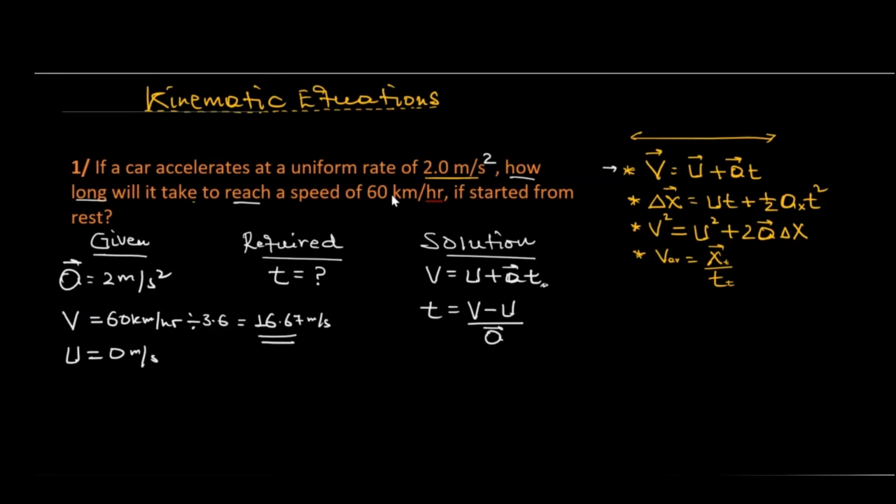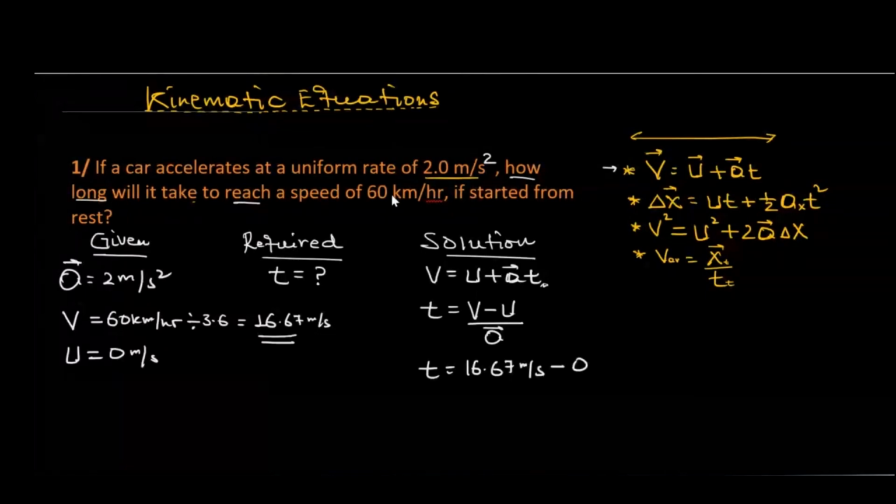So from the first kinematic equation, I created another equation that will help me solve for the given time. Time is equal to V minus U over A. Now, what is the V? The V is already 16.67 meters per second, minus 0, which was at rest, 0 meters per second. You divide this by 2 meters per second squared. 16.67 divided by 2, because this is 0, will give you 8.3.